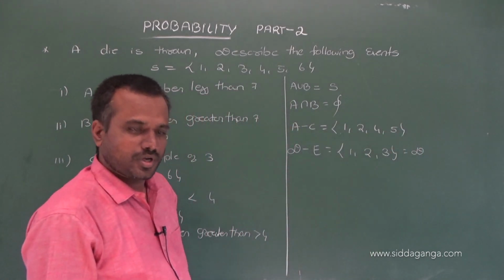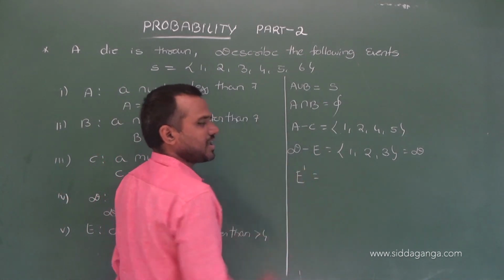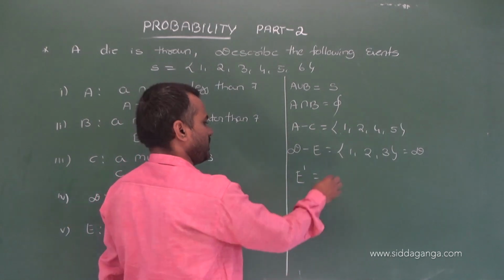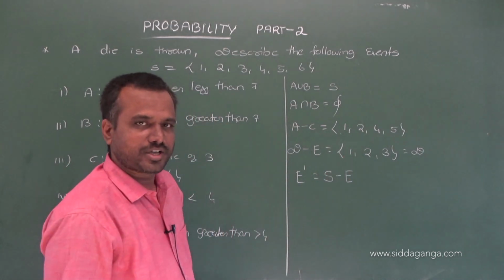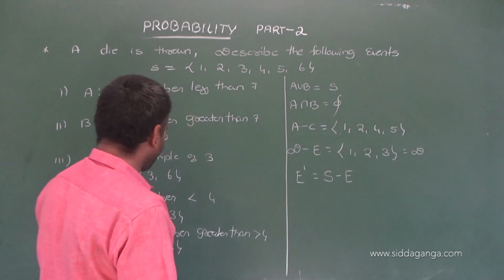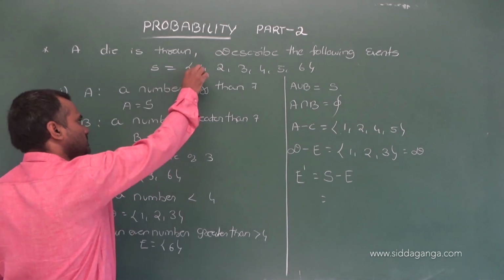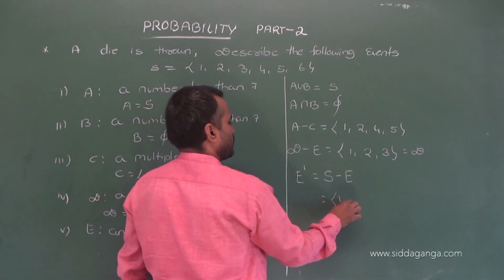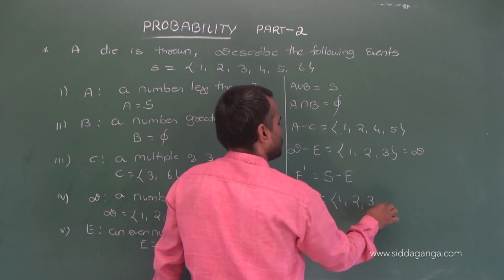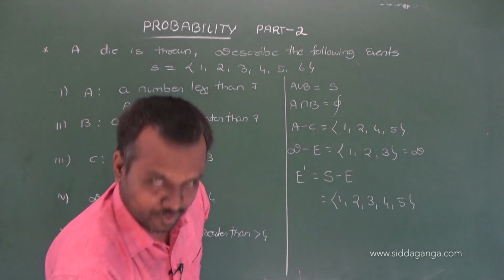Then one more problem, E dash. E dash is nothing but the complementary event, S minus E. The elements which are present in S, but not present in E. So what are those elements? 1, 2, 3, 4, 5.